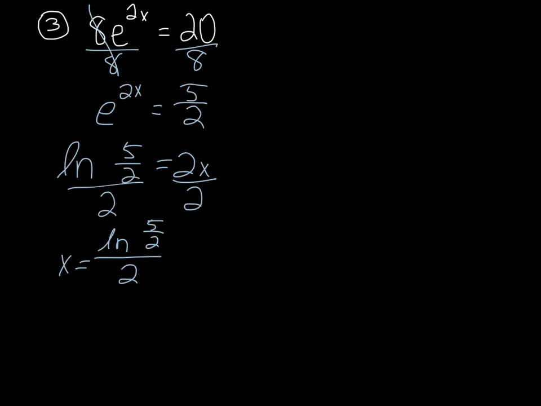But if you want to get a rounded answer, it would be the natural log of 5 over 2 in your calculator divided by 2, which to the nearest hundredth is going to give us approximately 0.46.